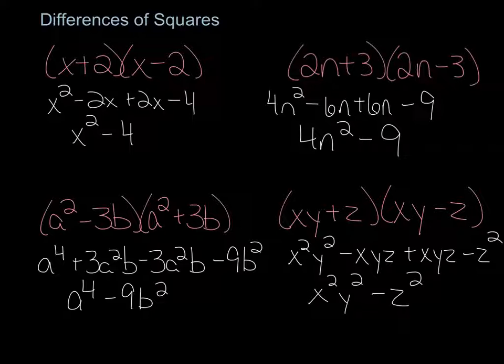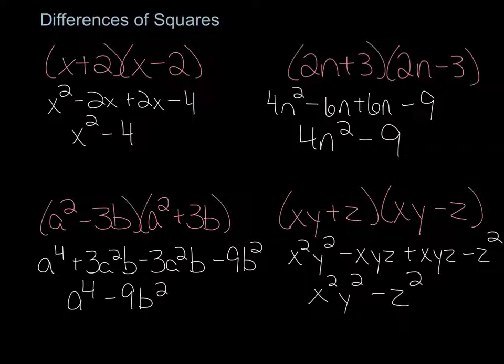Did you get that each time the two middle terms had opposite signs and they canceled? Minus 2x plus 2x went away. Minus 6n plus 6n became 0, canceled. 3a²b minus 3a²b, gone. Minus xyz plus xyz, gone. And each time you were left with a difference. You were left with subtraction. So this is a difference because it's subtraction.